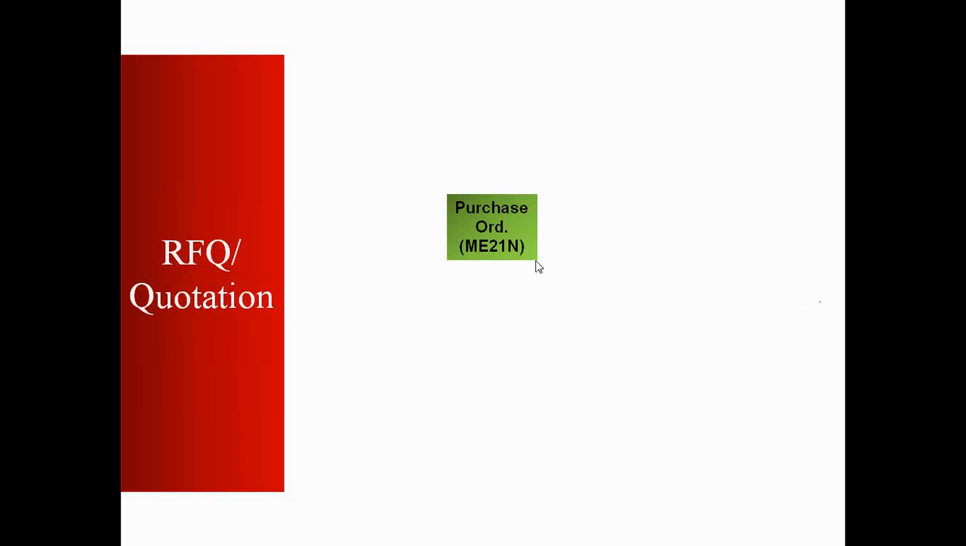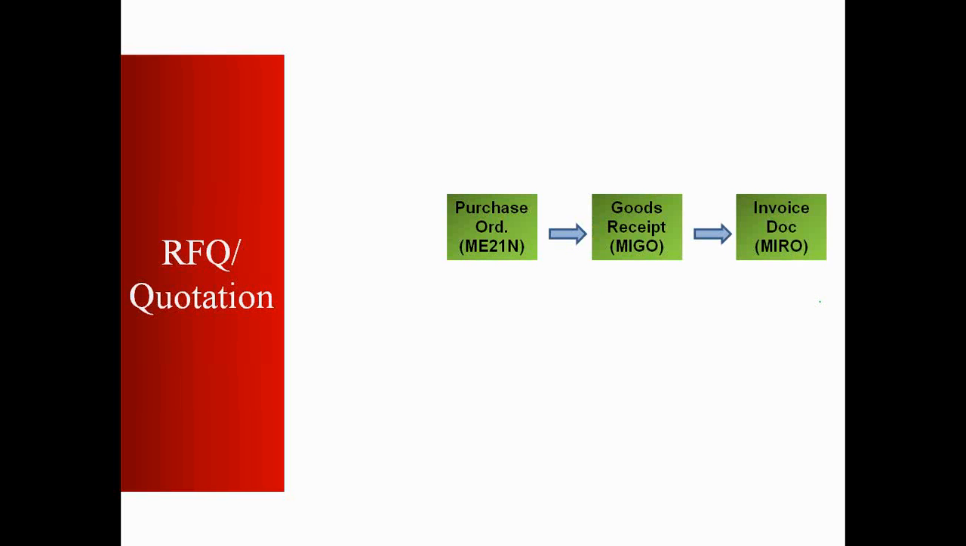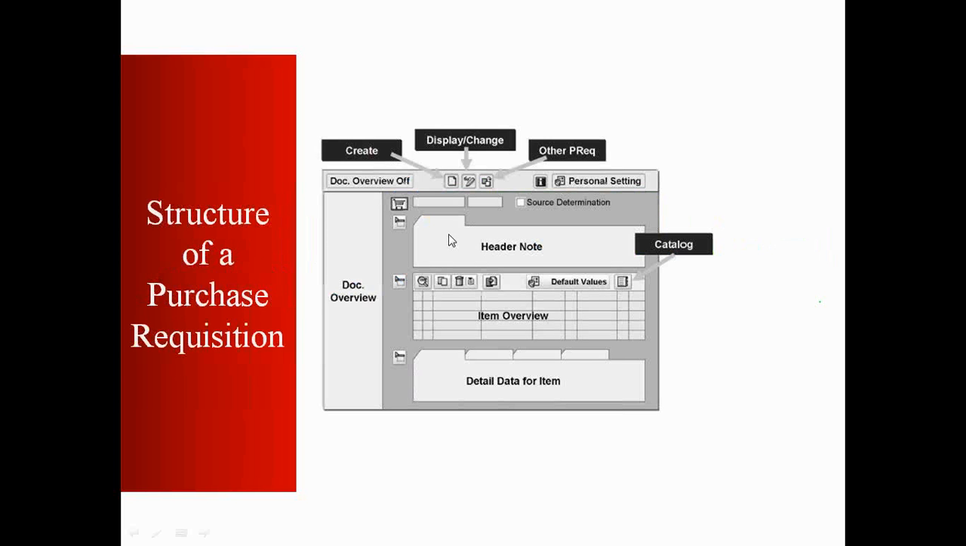So if we have seen the steps before, in the normal scenario, we create a purchase order, then we create a goods receipt, and then we create an invoice for that. Here we'll be adding one more step, which is called purchase requisition. That means first the requisition will be created, and from the requisition all the next 3 steps will be done. So we'll see here how we can create a requisition.